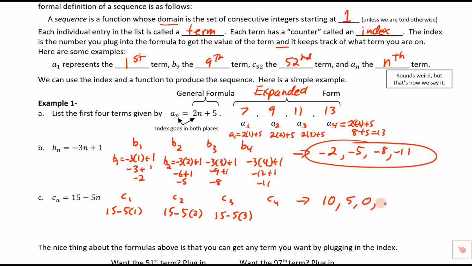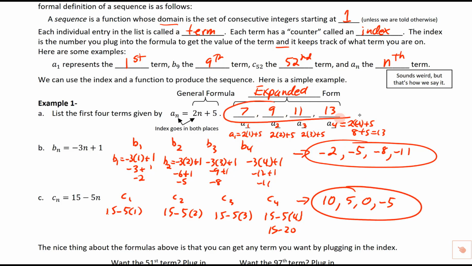And then again, can you make a prediction of what's going on here? You might guess what that next one is, but let's check and see. 15 minus 5 times, plug in the index of 4, so this is 15 minus 20, we end up with negative 5. So there are the first 4 terms of each one of those. So I'll go ahead and circle that, and then we're all set there.